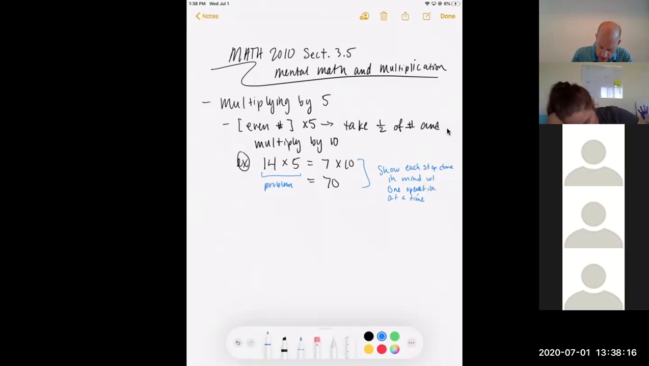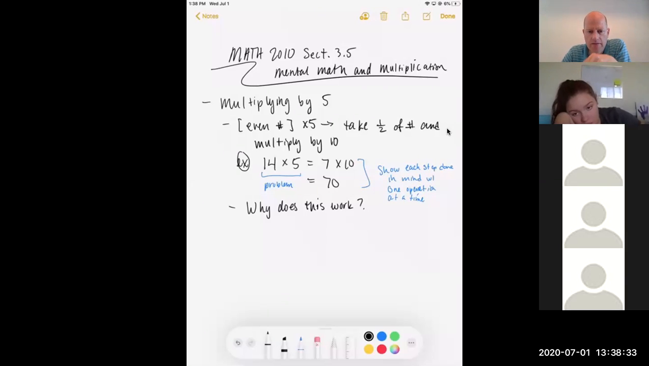Now, this is the question, you guys understand? Here's the question. Why does this work? Okay, so we need an explanation of why this works. Take half the number, multiply by 10. So anything times 5. Is it because 5 is half of 10? Yes, 5 is half of 10. That has something to do with it. Any other thoughts?